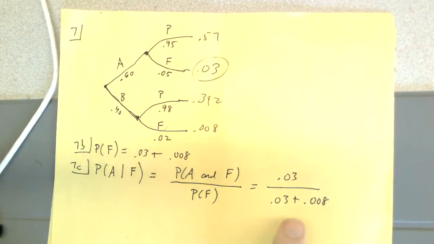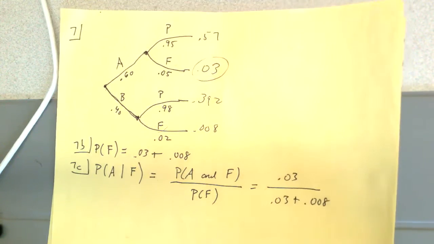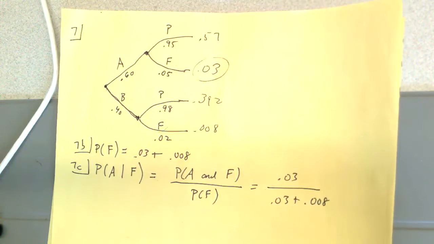Again, remember that you can't cancel the 0.03s, right? So don't make that mistake.